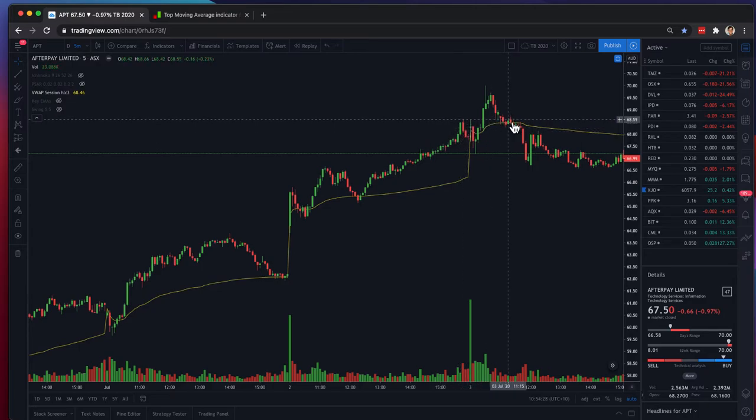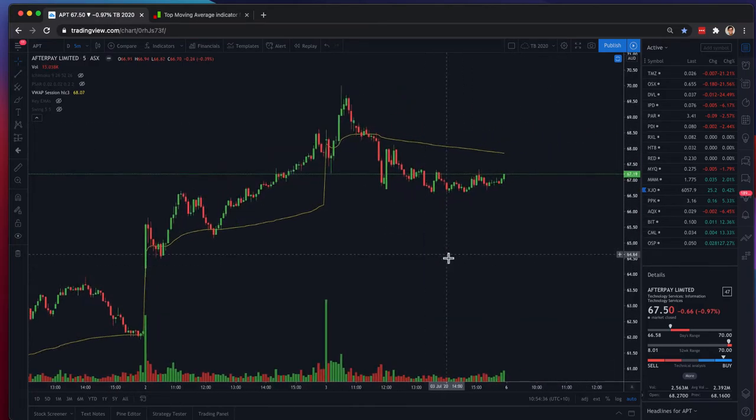A perfect example where it bounces from the VWAP and it continues up nicely. And then as soon as it drops down below that new VWAP formed on the 3rd of July, you would perhaps go short or get out. And this is a 5-minute chart of Afterpay, which everyone loves to hate. So let's go to another stock.